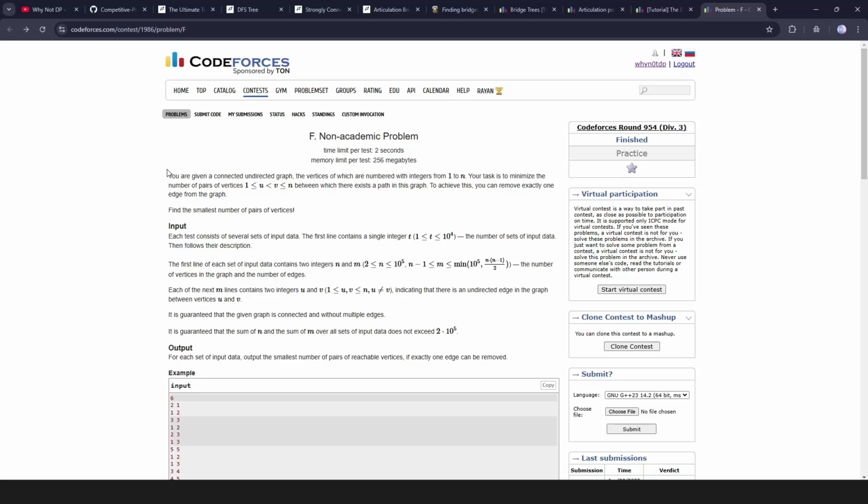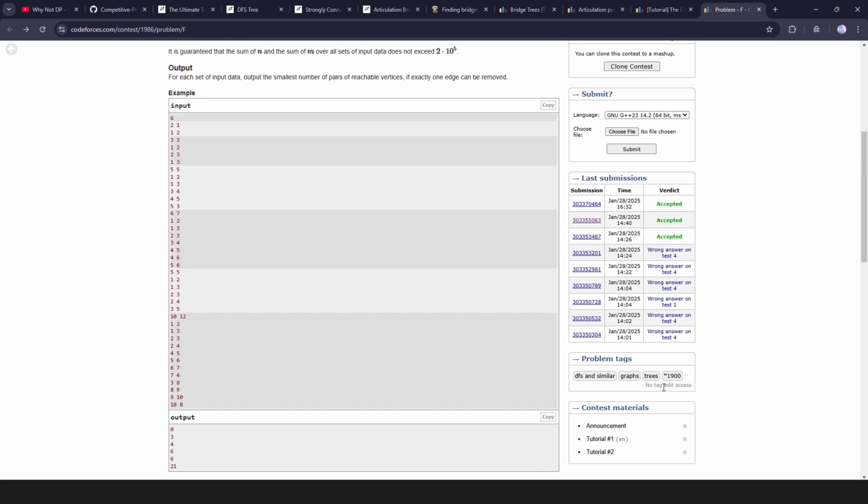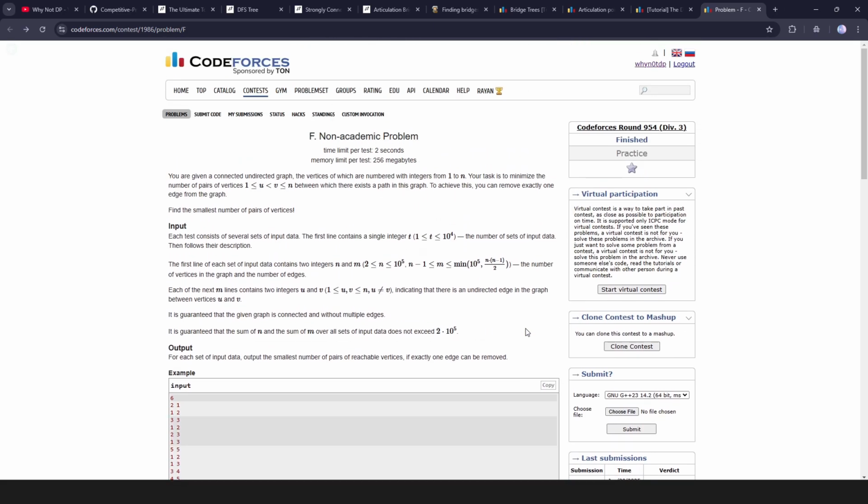So today in this video we will be discussing this problem on Codeforces, that is a non-academic problem, and this problem has appeared recently in Div 3 contest 954, and this problem is rated 1900, and multiple concepts related to graph theory like finding and detecting bridges in a graph, and also a little mixture of dynamic programming on trees that we just used in the previous video, so we will use that here also. So let us get started with this problem.